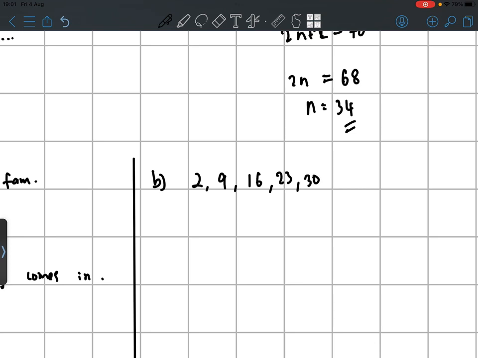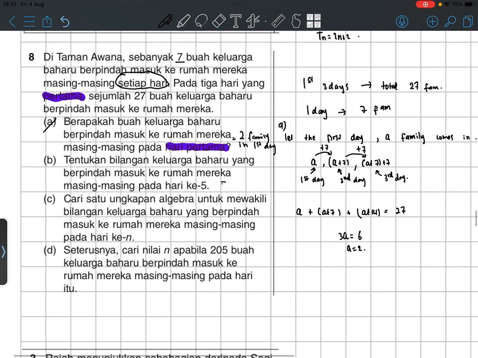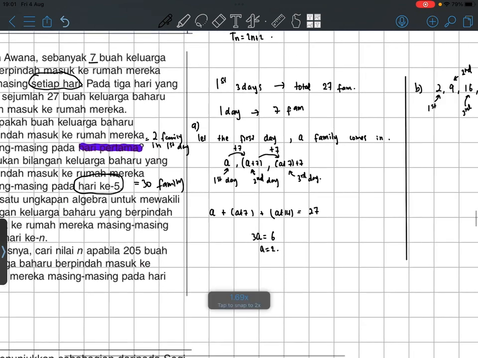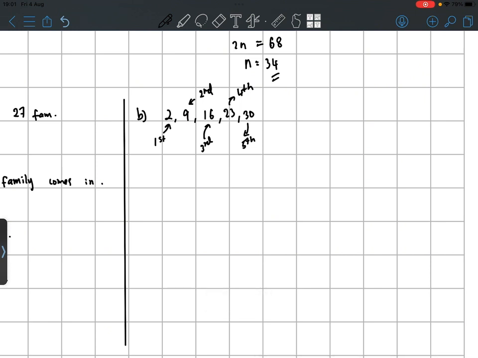Okay, so this is the first day, second day, third, fourth, and this is the fifth. So the fifth day, this is supposed to be 30 families come in, pada hari kelima, right? So 30 families, not 13, 30 families.